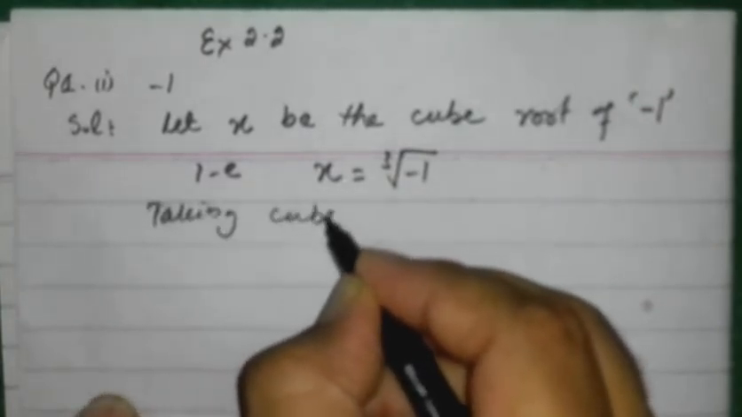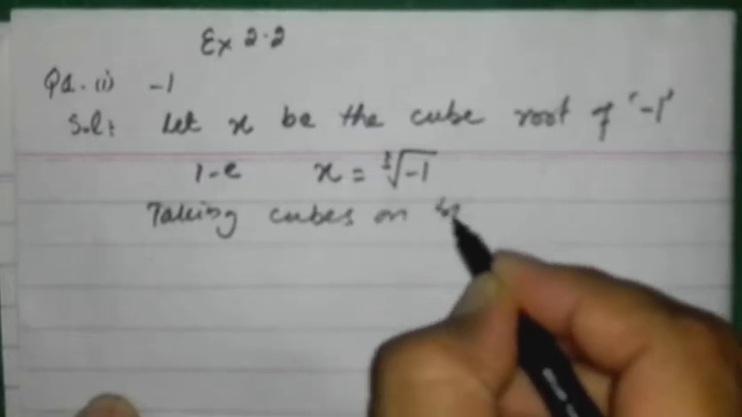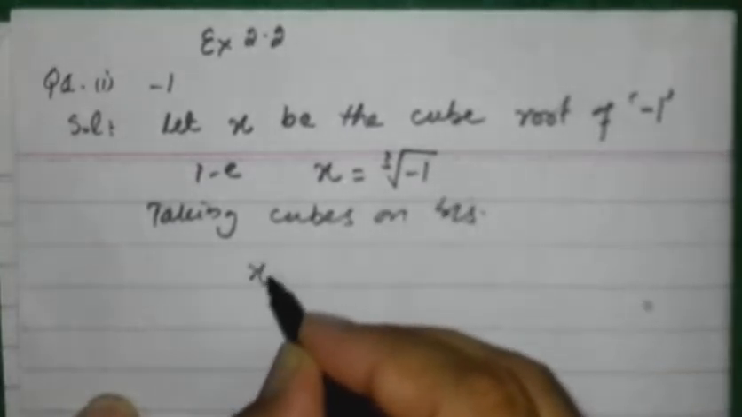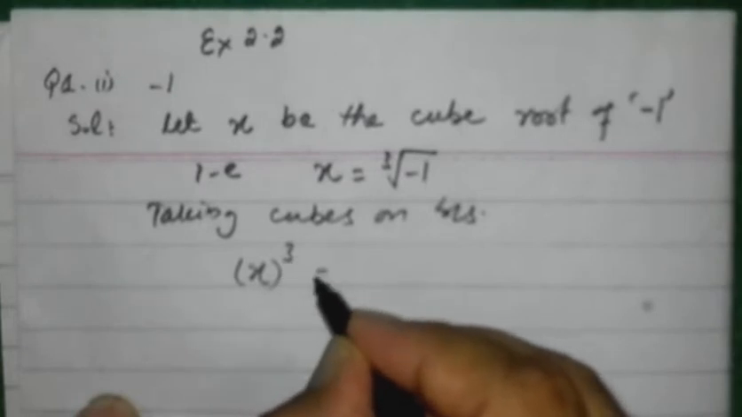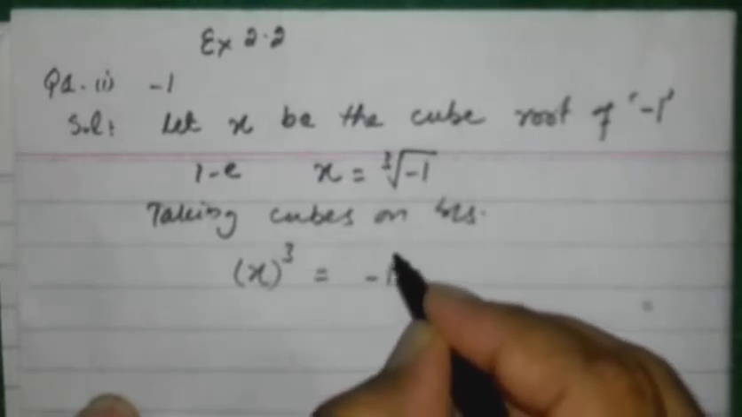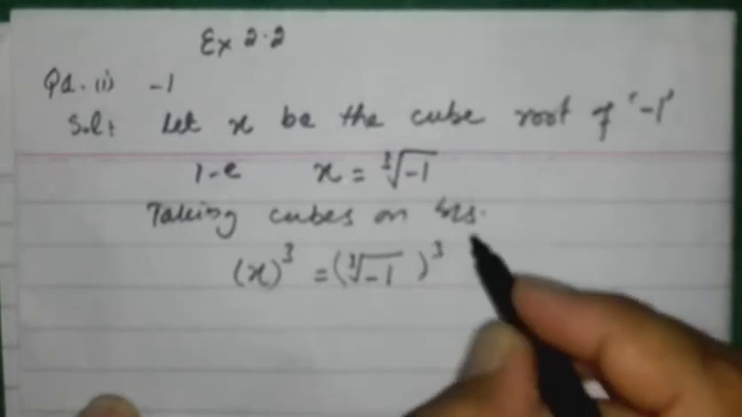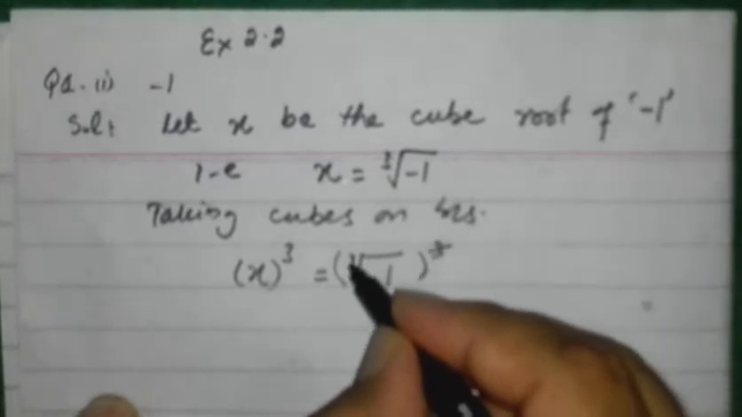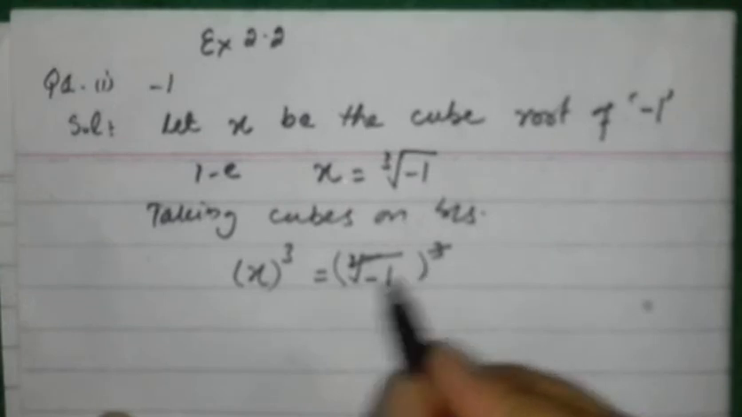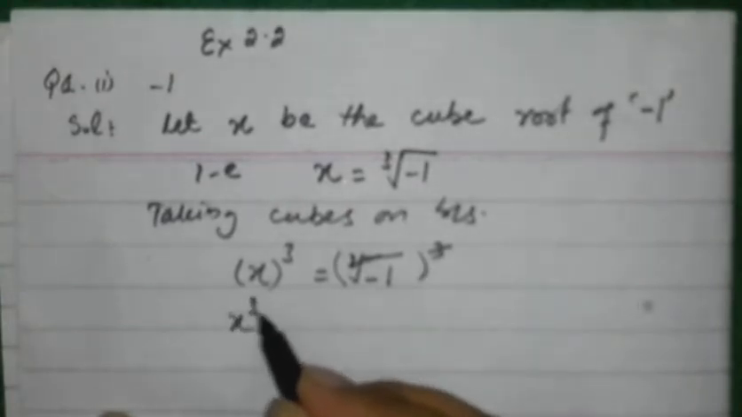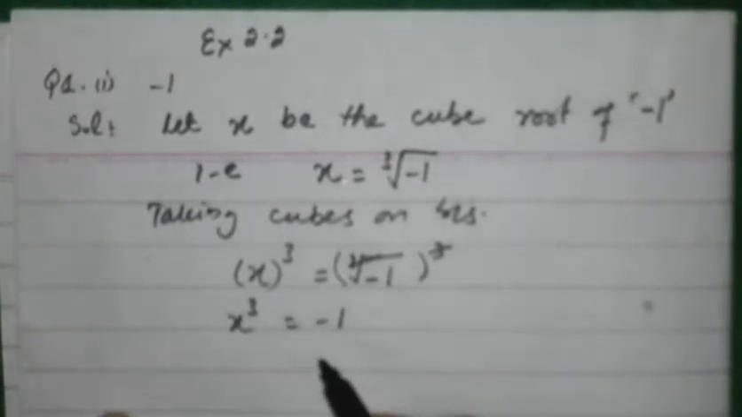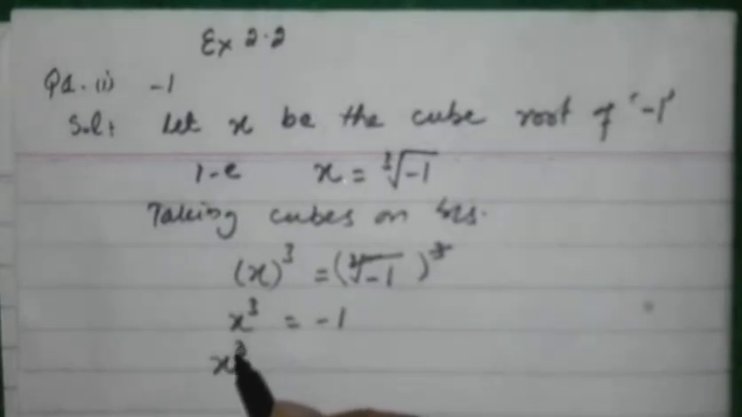Taking cubes on both sides, we can write it as x cube equals (cube root of -1) whole cube. This cube root cancels with this cube. We get x cube equals -1. Shift -1 to the left side. We get x cube plus 1 equals 0.